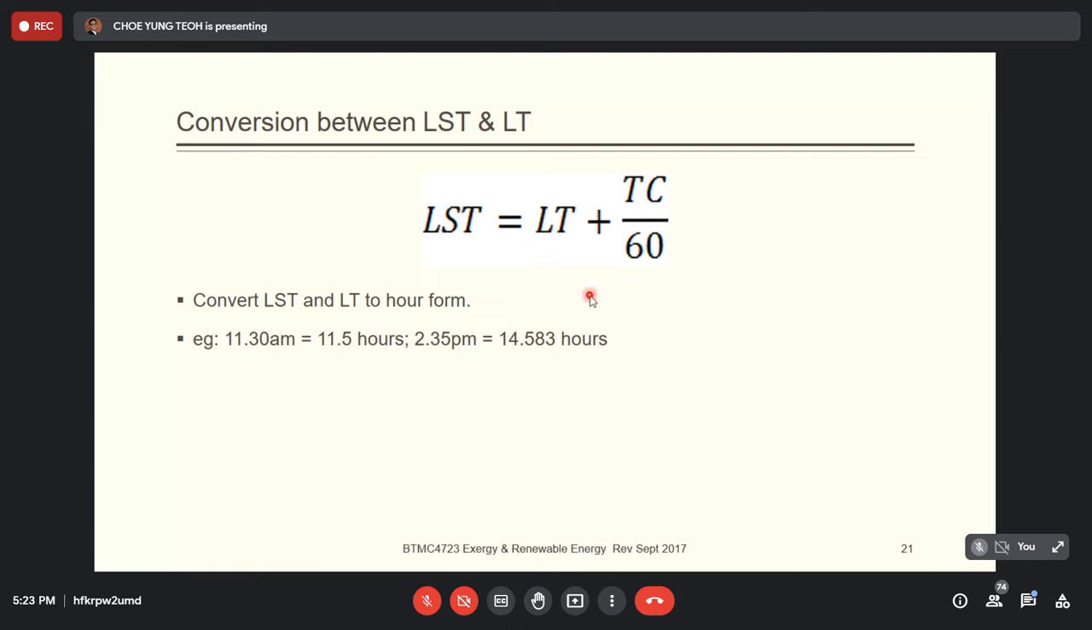And try to use 24-hour unit so that you can see the difference. Or else later you get negative, you thought that your answer is wrong. Okay, you use 24-hour unit so you can see properly. But of course, if you really understand, you use a 12-hour unit, no issue. Okay, just don't confuse with it.